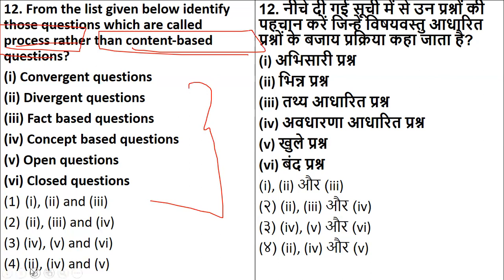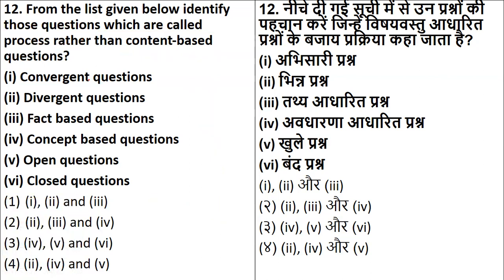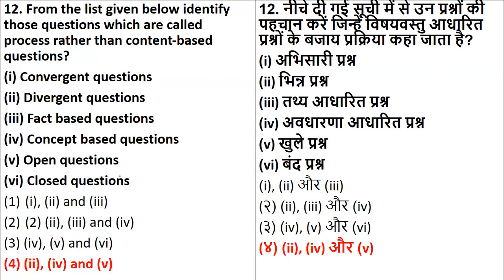So you have to tell me the process based question. I hope you've understood with the explanation. If you know a content based question, even by elimination you can come to the right answer. So let's see. They have told us to find out the process based question. You should know that convergent comes under content, and divergent comes under process.